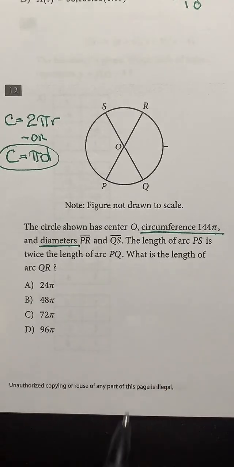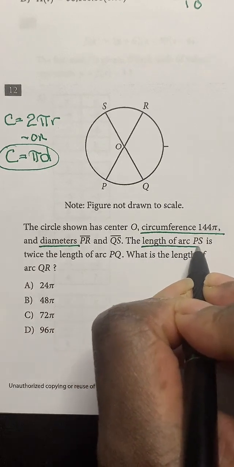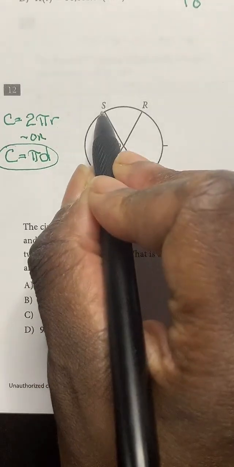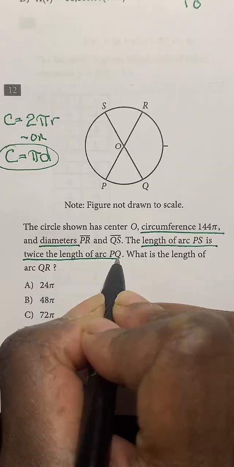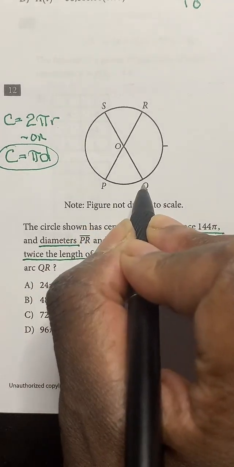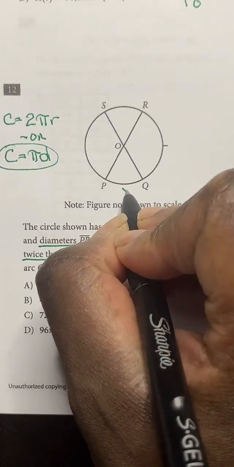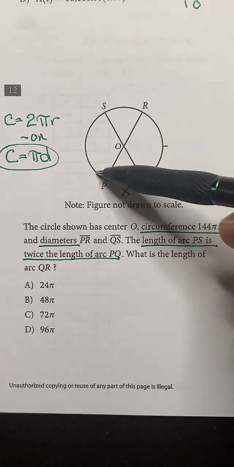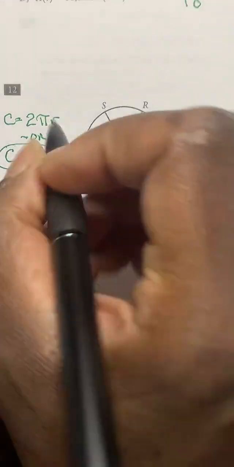But they also gave us some other information. The length of the arc PS, the length of this arc, is twice the length of arc PQ. Well, since I don't know what the length of arc PQ is, I'm going to have that be my unknown. And they're saying that this is going to be twice as big or long as that. So this is going to be my 2x.